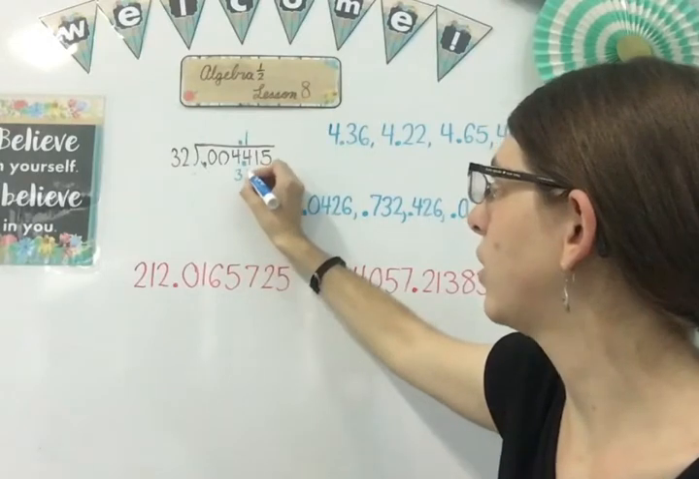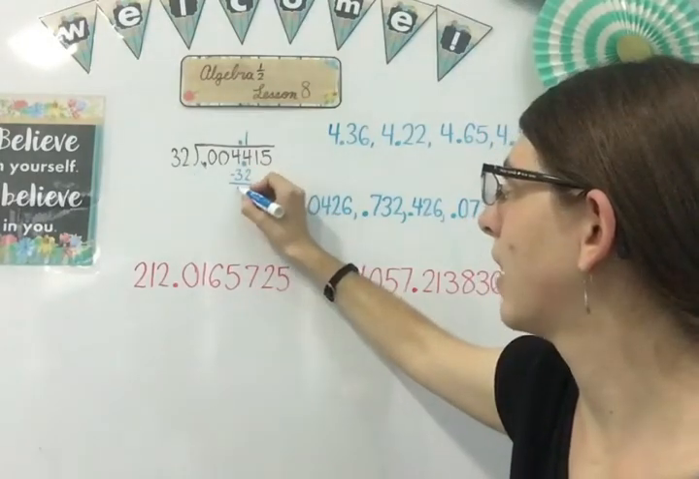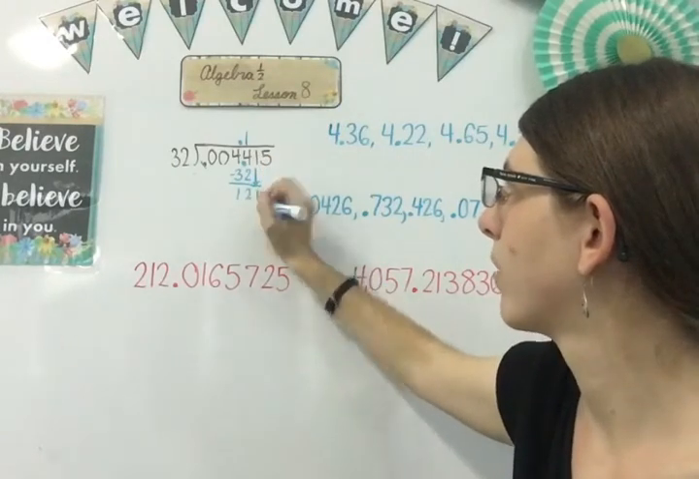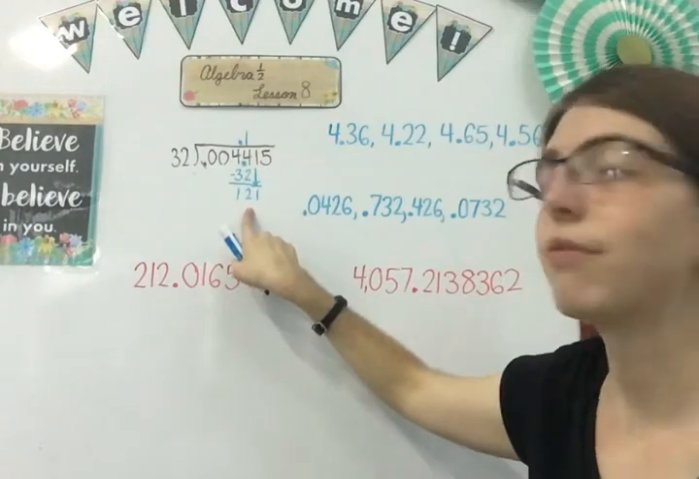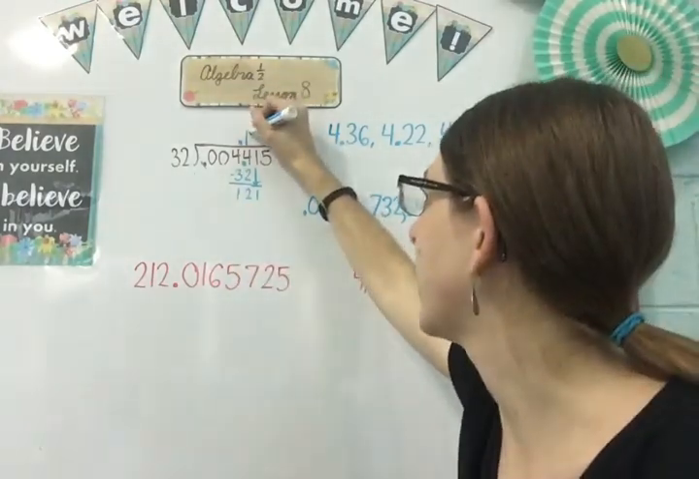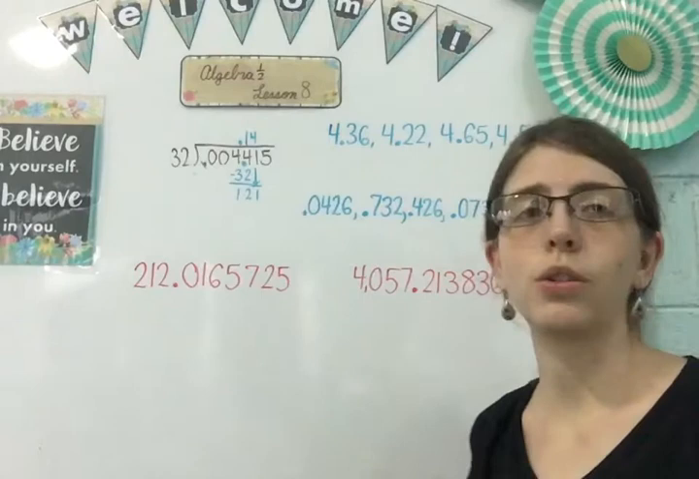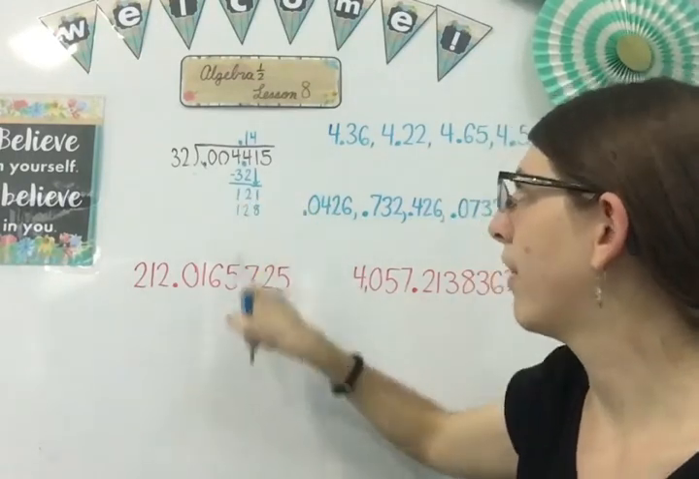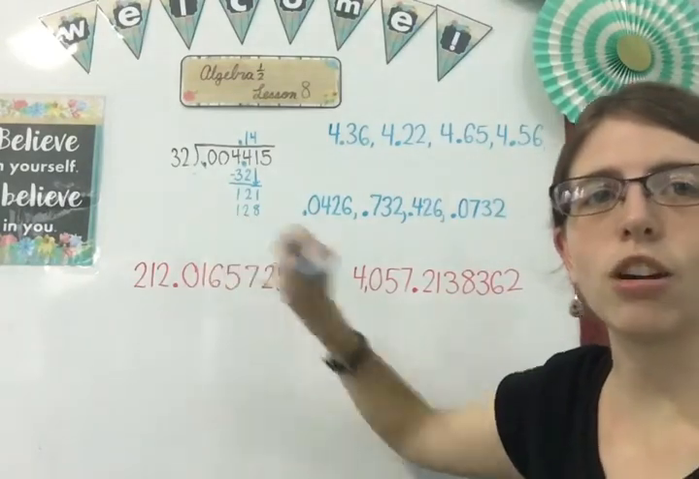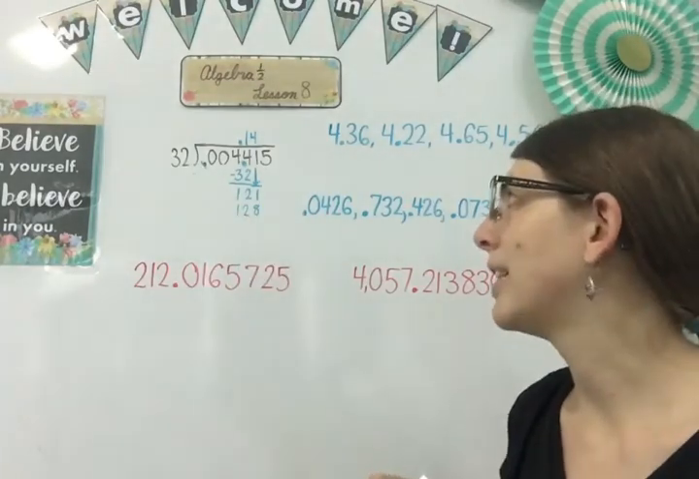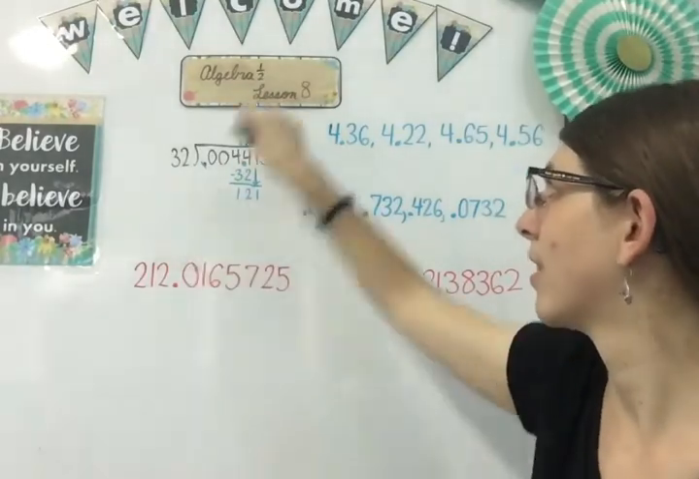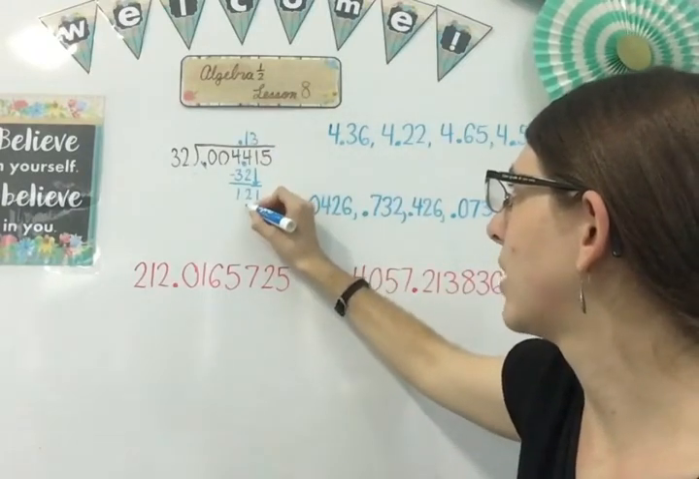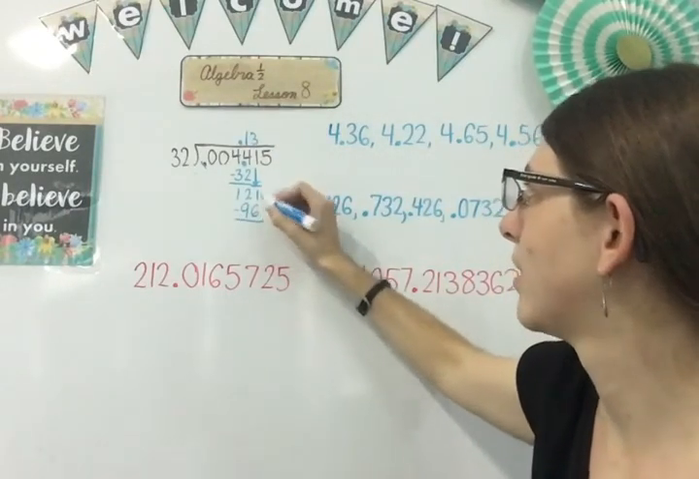Multiply, I get 32. Subtract, and I have 12. 12 is less than 32, so I bring down my 1. 3 can go into 12 4 times, so probably 32 can go into 121 4 times. Multiply, 4 times 2 is 8, 4 times 3 is 12. Uh-oh, 128 is larger than 121, so I'm going to have to try again and make this smaller. 3. 3 times 2 is 6, 3 times 3 is 9, and subtract.